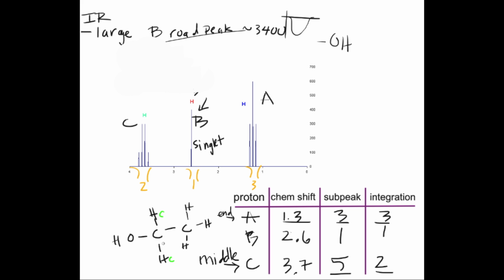Proton C's environment must be somewhere in the middle, with one of its neighbors being an OH group. Proton environment A must be the methyl group, while proton environment B is an alcohol functional group. The final molecule is ethanol.